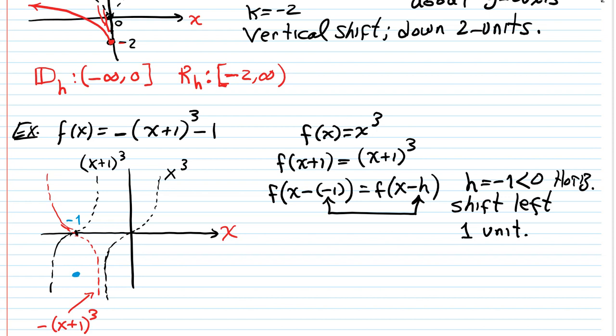Let's say that's right in here. I'm going to drop 1 unit and redraw the red curve. This time I'm just going to make it solid, right? And that is the final graph.